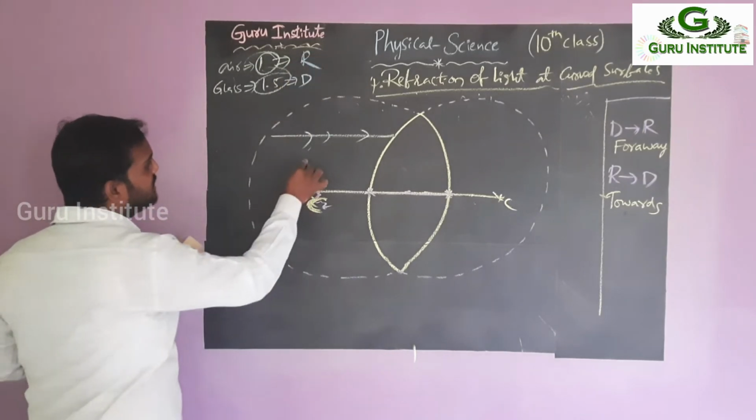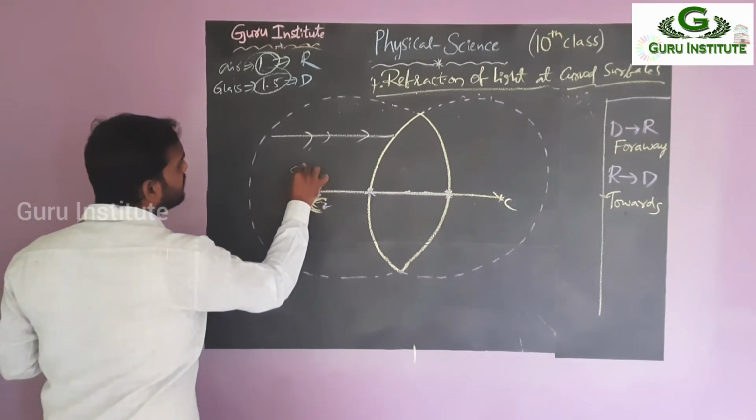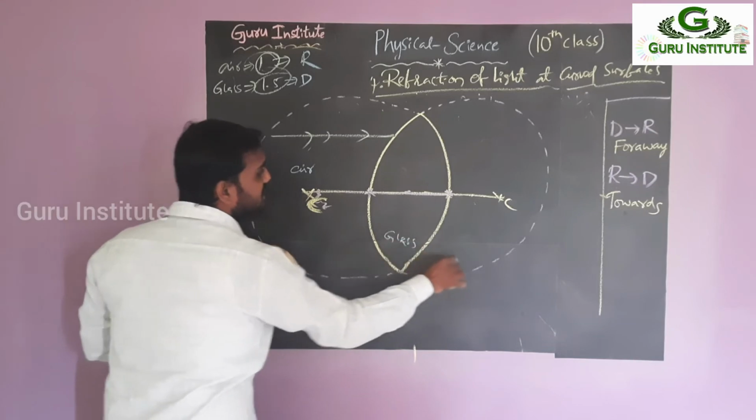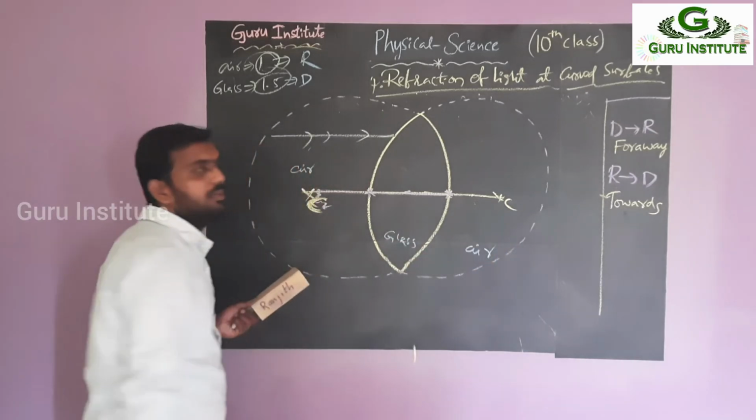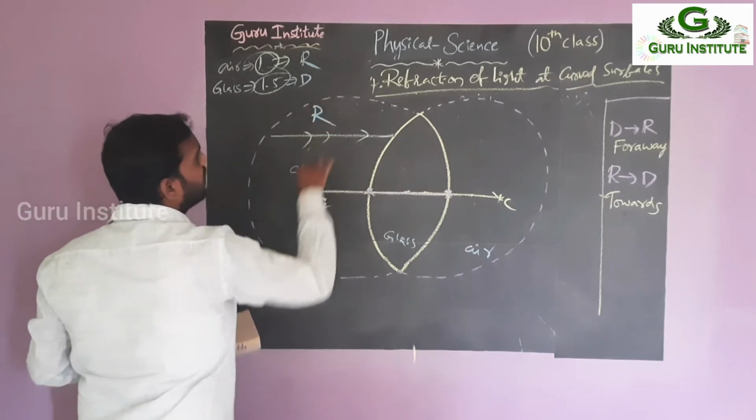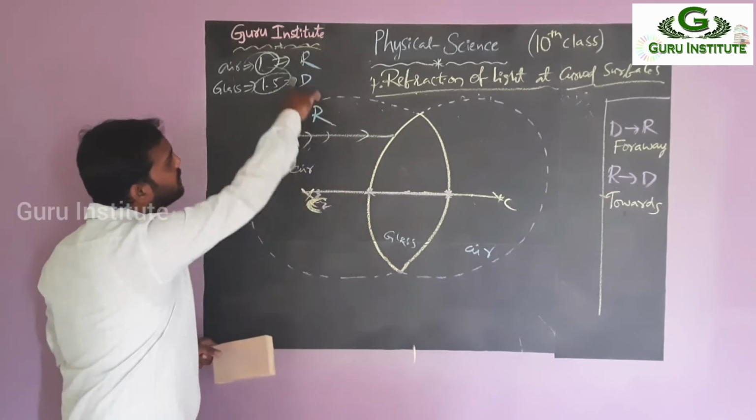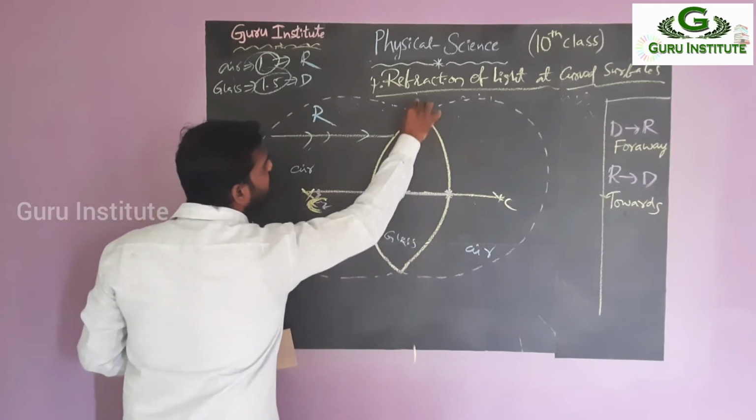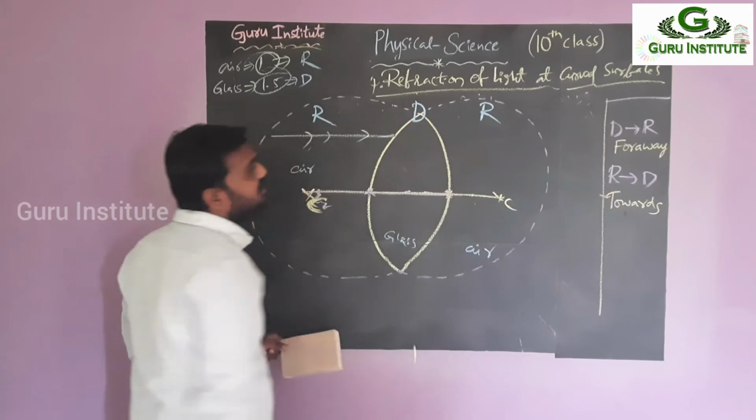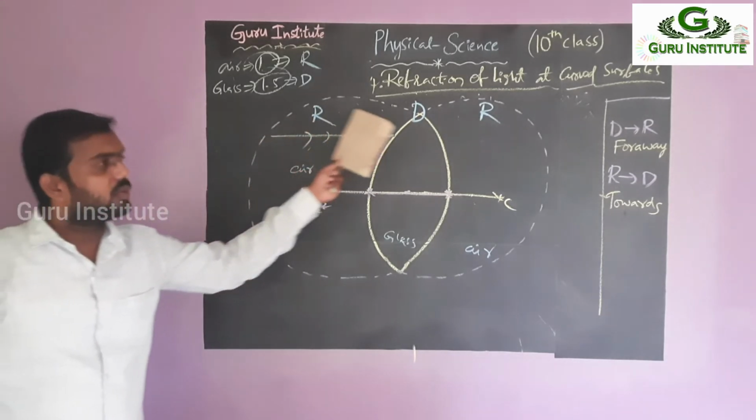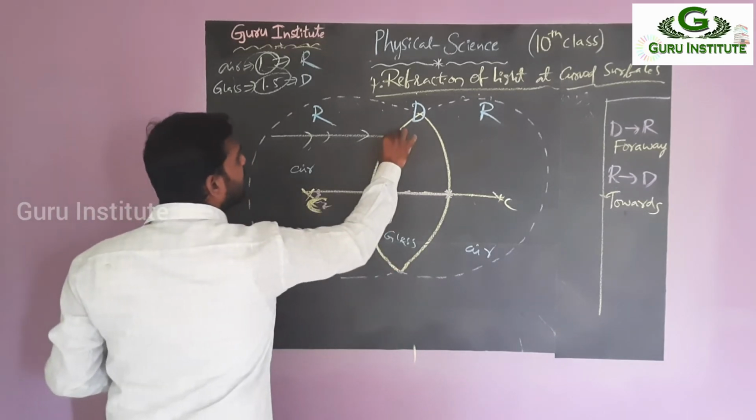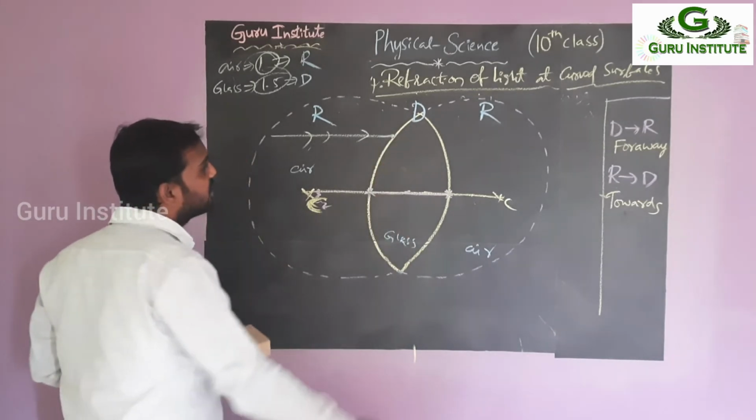So first see here, this is air. This is glass. Again, this is air. Now tell me, which medium to which medium? Air is the rarer medium. Next, glass is the denser medium. Next, again air is the rarer medium. That means first the light is traveling from rarer to denser, again denser to rarer. So this is the incident point. At this point we have to draw the normal.